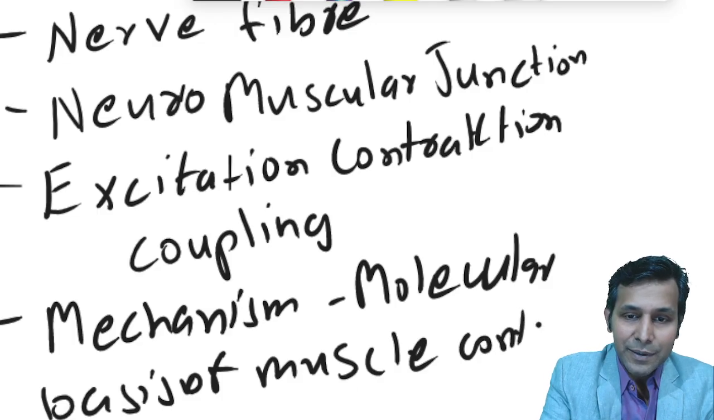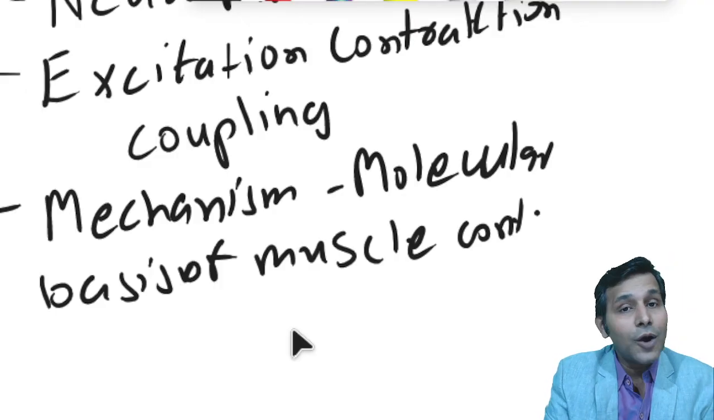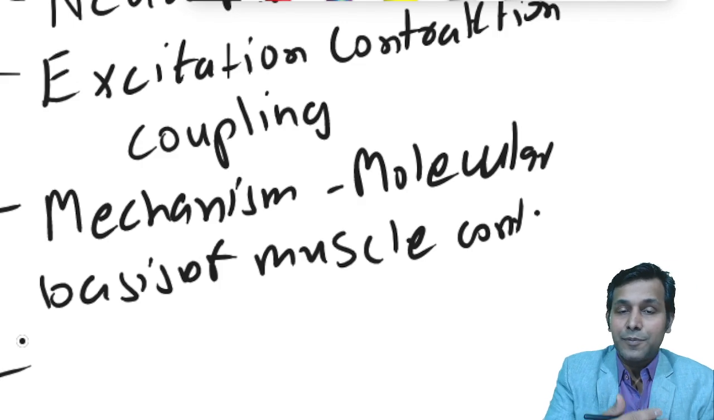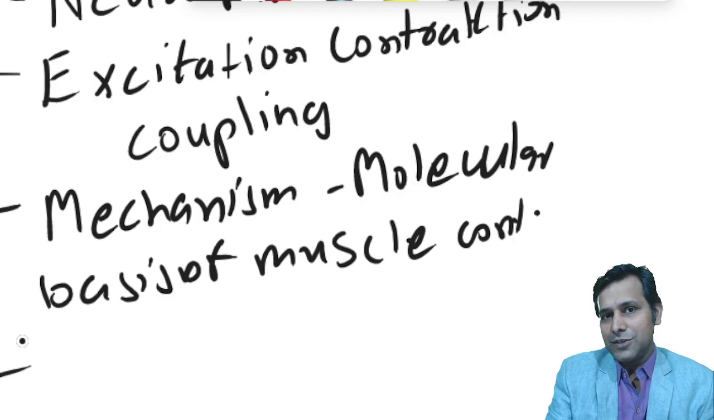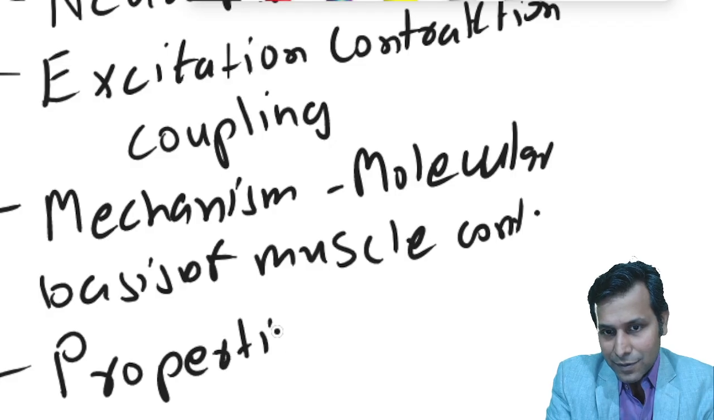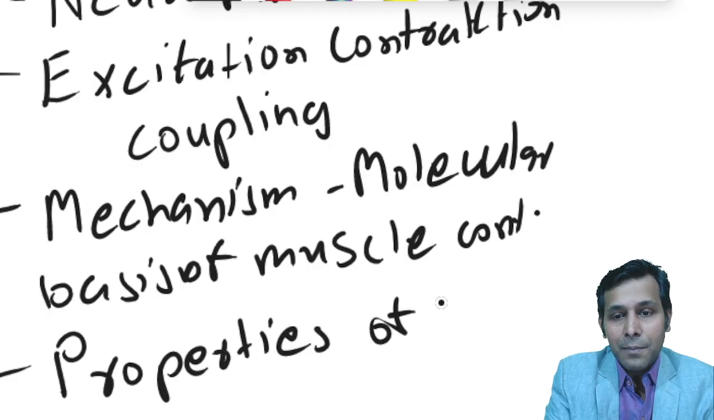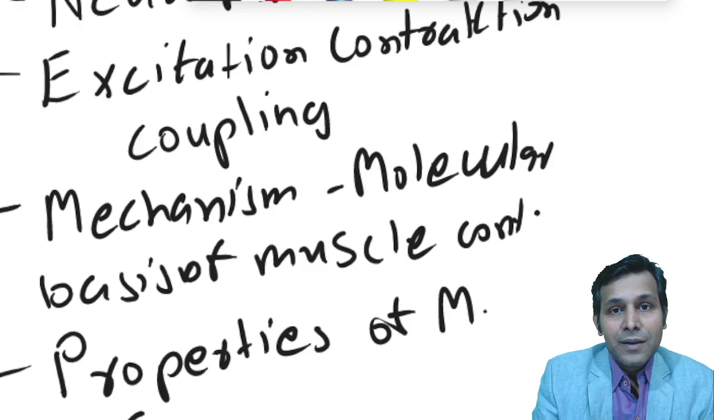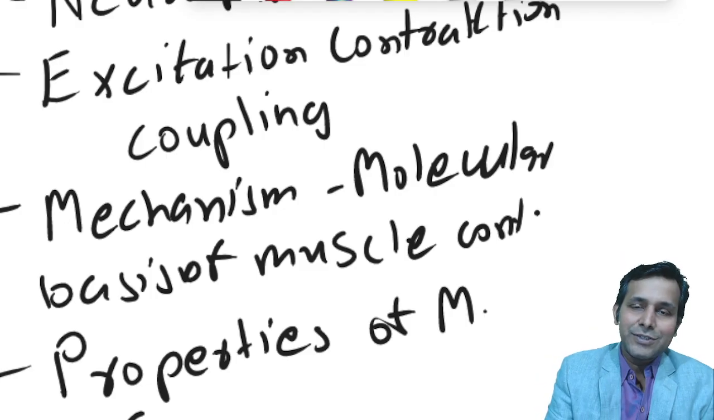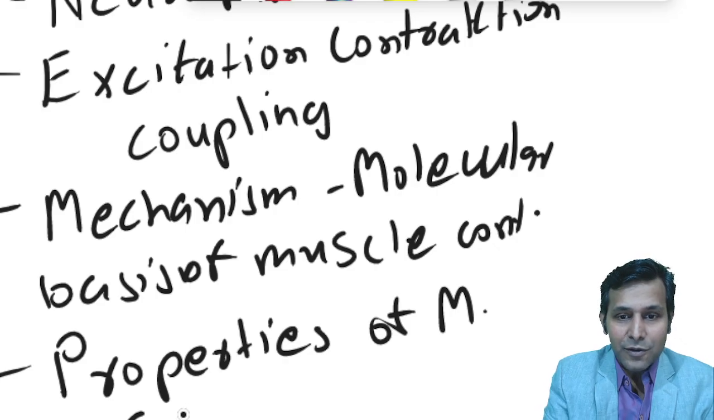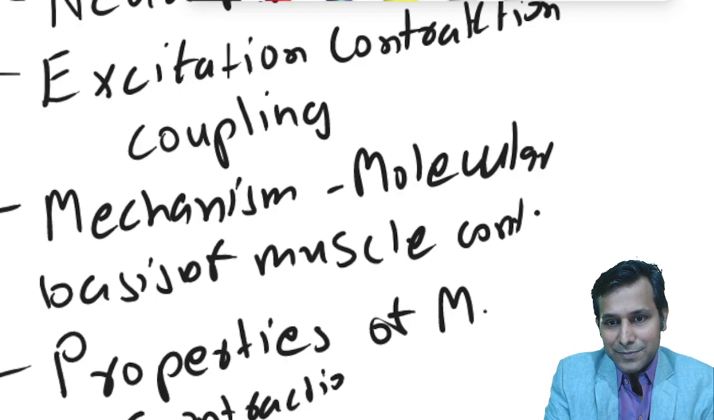Next, we'll be discussing certain properties of muscle contraction. These are topics which form our principles for CVS and respiratory system, called properties of muscle contraction. Let me give you an example: isometric or isotonic contractions, preload and afterload in the muscle, Frank-Starling principle working on the muscle. So these are the topics we'll be discussing in the properties of muscle contraction.